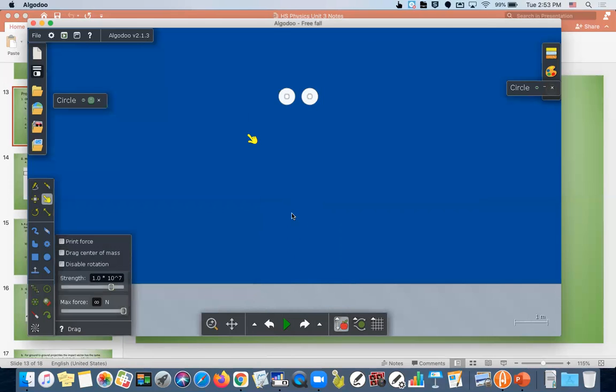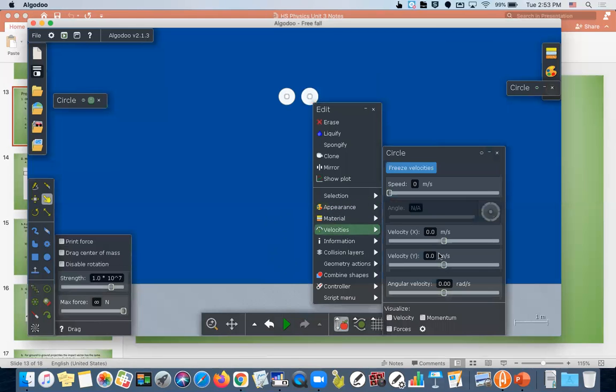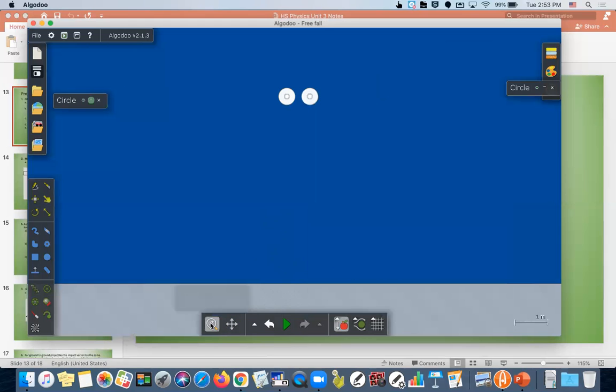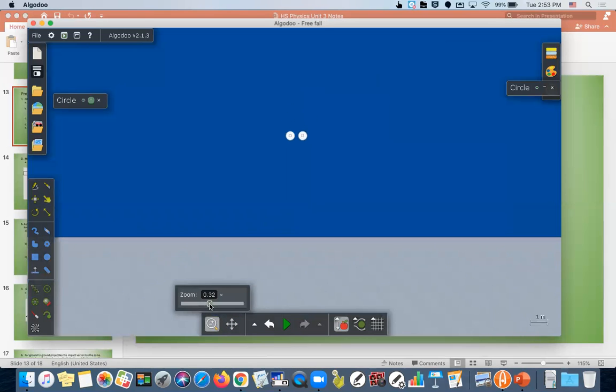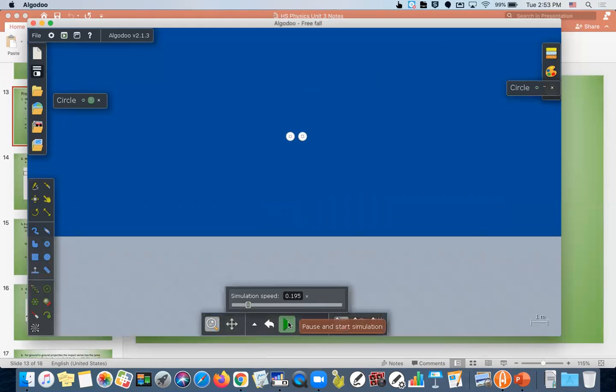So I'm going to try to simulate that a little bit here. What I'm going to do is put a velocity in the X direction, so it's fired horizontally. I'm going to put it at about, I don't know, 6 meters per second. I'm going to back it out a little bit so you can see a little further. If I hit play, the one on the right is going to be fired horizontally and the one on the left is just going to be dropped. Let's see if they hit the ground at the same time. Boom. They both hit the ground at the same time.